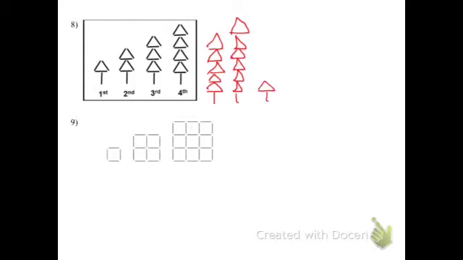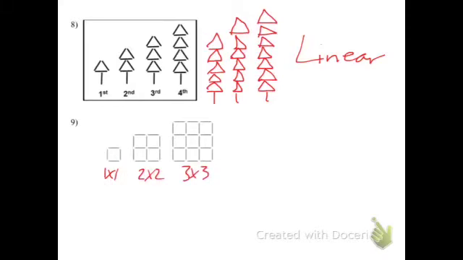Yeah, when you look at these patterns here, think linear, exponential. This one, since I'm just adding 1 triangle each time, this one is also going to be linear. And then we move on to number 9 here. You notice I start here with 1 block, and then I got 2 blocks this way and 2 blocks that way. And then my next one I got 3 blocks that way and 3 blocks that way. So it's looking like you start with 1 by 1, 2 by 2, 3 by 3, and so my next one is going to be a 4 by 4.